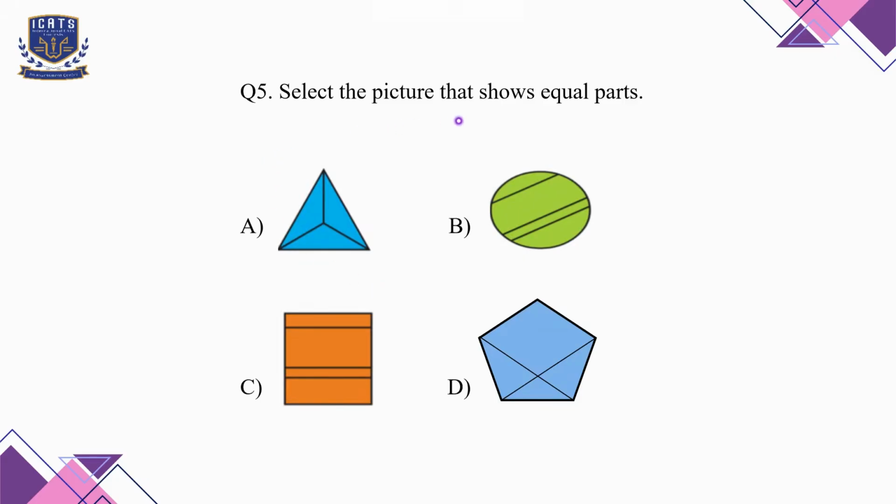Question number 5, select the picture that shows equal parts. So if we look at option B, C and D, there are 4 parts in each shape, but the size of the parts is not equal. But if we look at option A, there are 3 parts in this triangle and all the parts are of same size. So we will select option A.